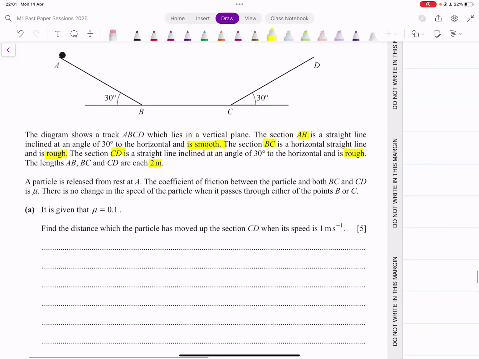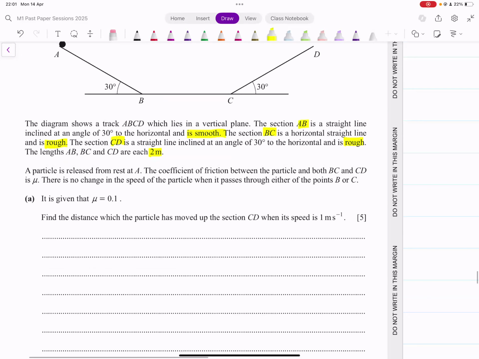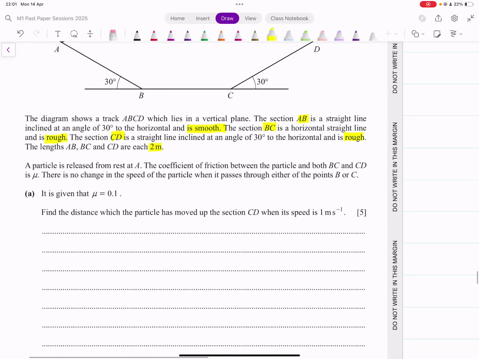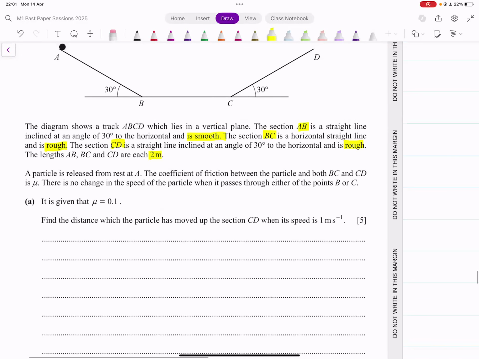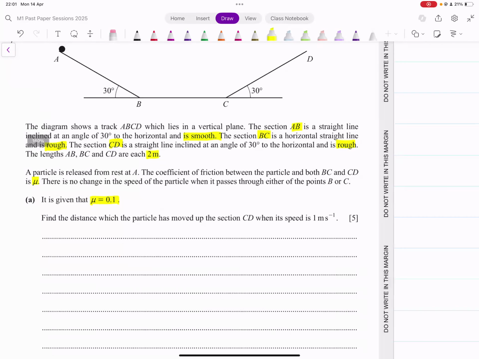A particle is released from rest at the point A. The coefficient of friction between the particle and both BC and CD is mu. There's no change in the speed of the particle when it passes through either of the points B and C. You're given the value for mu. Find the distance with which the particle has moved up the section CD when its speed is 1 meter per second.